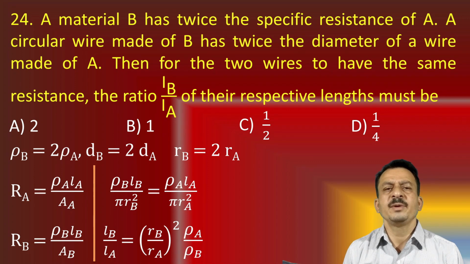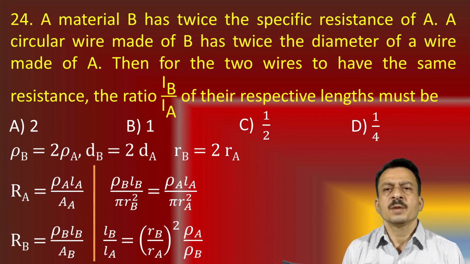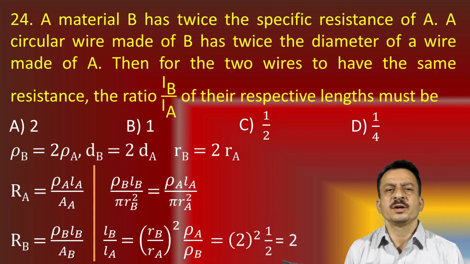Now look at that one. LB divided by LA is equal to RB divided by RA whole square into rho A divided by rho B. Now RB divided by RA is 2, therefore 2 square, and rho A divided by rho B is half. Therefore 2 square into half is 2. The ratio should be 2, and hence the answer A is the right answer.